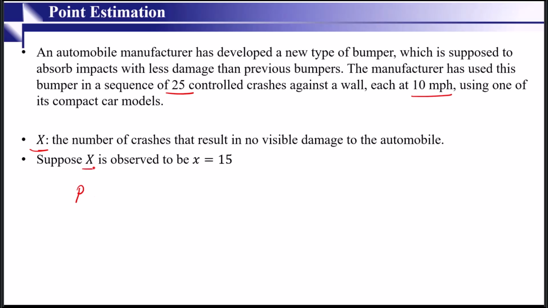So if we observe X as 15, then the estimator of p, which we show by p hat, is equal to X divided by n. Then the most reasonable estimate is p hat equal to 15 divided by 25, which is equal to 0.6. It means we cannot test this bumper on all devices. We just run an experiment of 25 tests. This is a type of inferential statistics, where we conclude from some samples that for the whole population, we may get the same result.